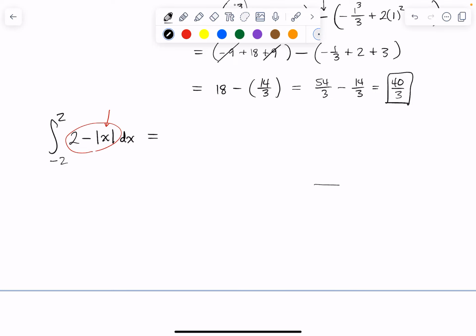So let's see. Here's the xy plane. And let's just find some values, right? So I'll make some tick marks here. 1, 2, 3. If I plug in 0 in there, what do I get? Well, I get 2. If I plug in 1, I get 2 minus 1, which is 1.